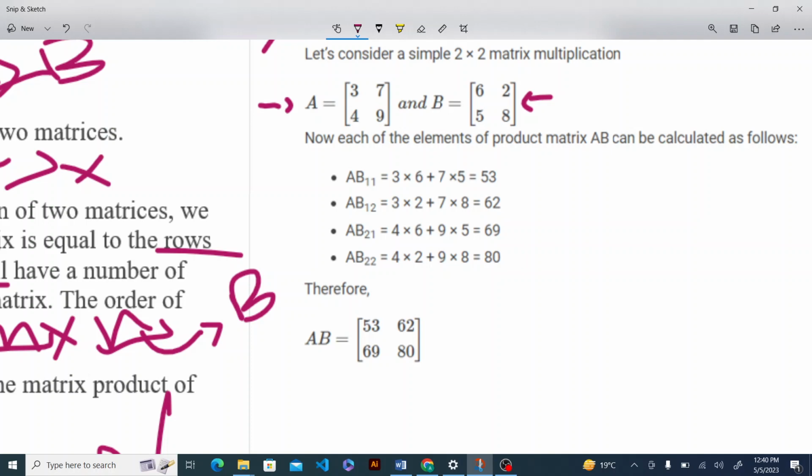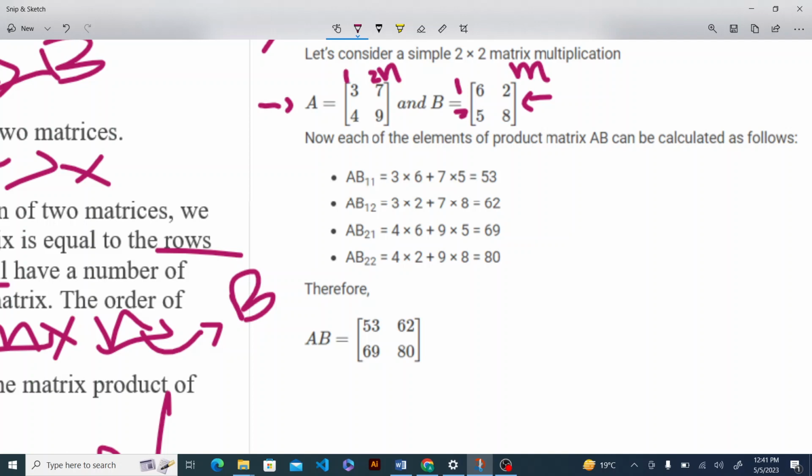Now each of the elements of the product matrix AB can be calculated as follows. Let us see the condition first. The condition was that n of matrix A should be equal to m of matrix B, meaning the number of columns of the first matrix should be equal to the number of rows of the second matrix. The first matrix has two columns and the second matrix has two rows, so they are equal. That is why both matrices can be multiplied to each other. Now calculate the product.